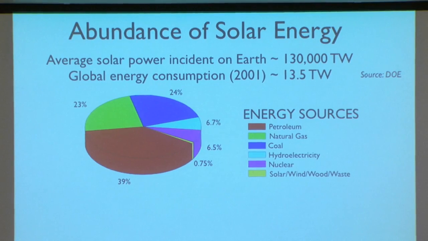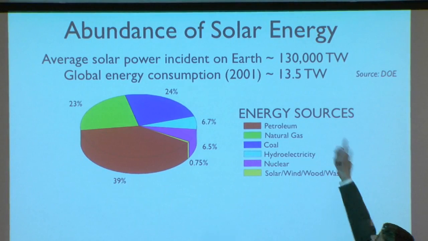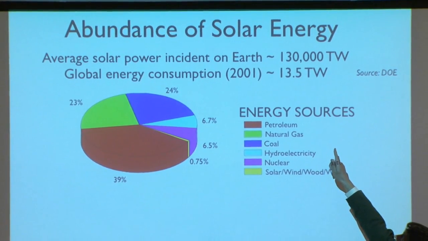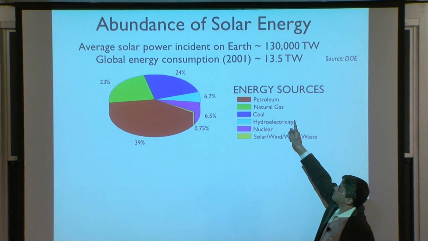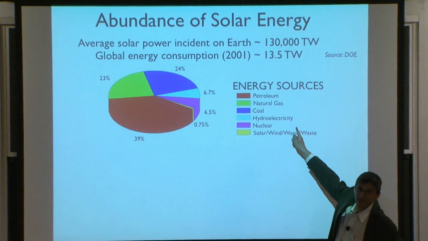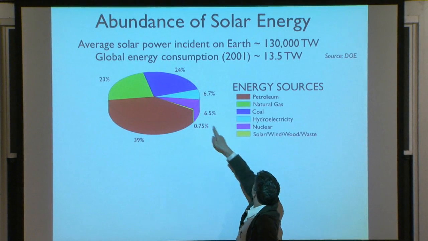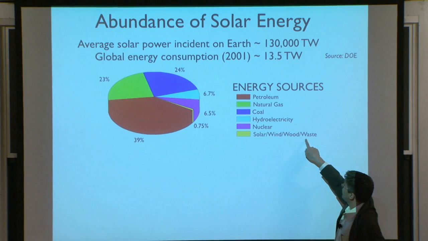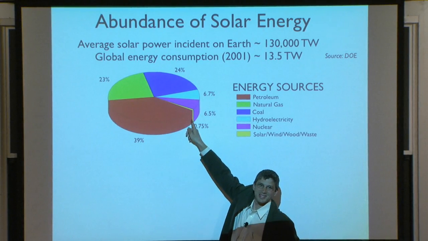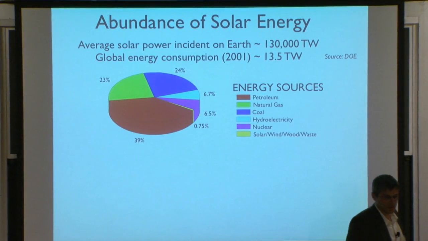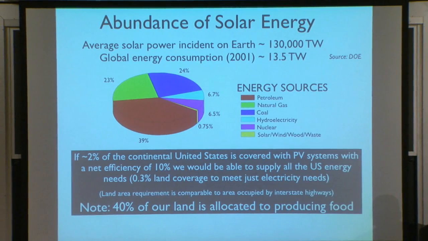Now, I said the motivation is that we get a whole lot of energy. I said 140. That's 130. But anyway, it's around there from the sun, and we don't use much of it compared to that. And yet, here's how we get our energy today. Look at that. Solar, wind, wood, and waste, that's bio, is this yellow sliver. That's how we use our energy, right? Most of it comes from, of course, coal, natural gas, and oil.